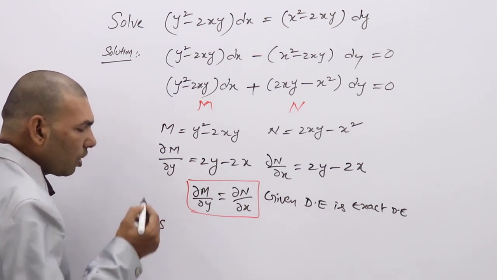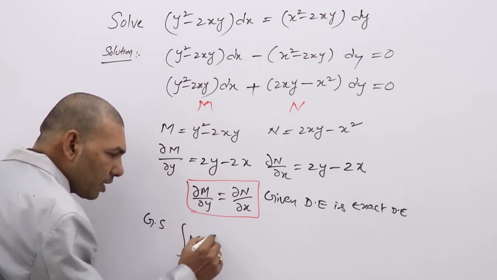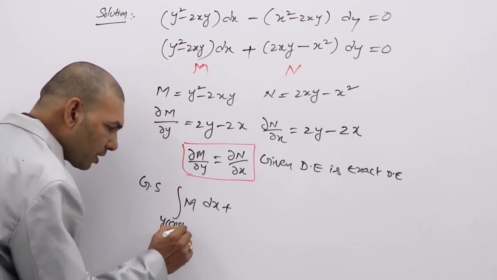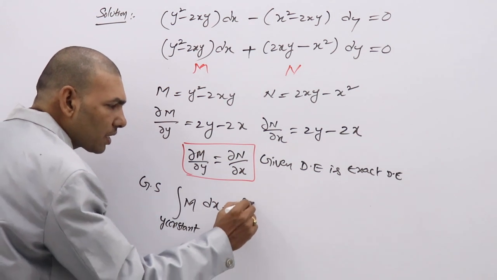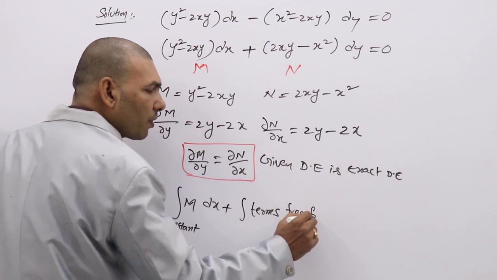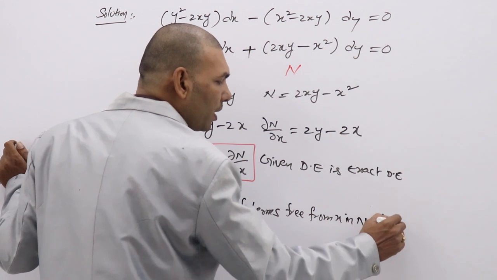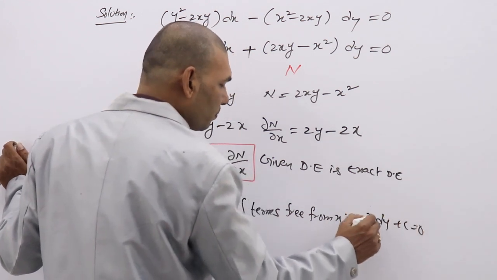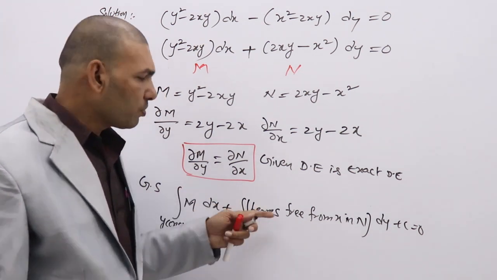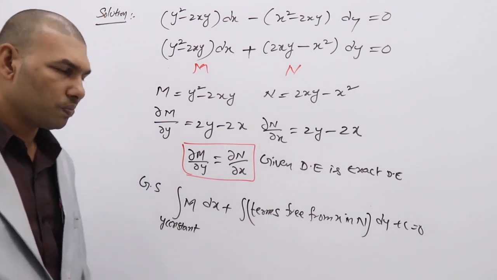So the general solution of the given DE, the formula is integral M dx keeping y constant, plus integral of terms free from x in N dy, plus c equal to 0. This one, if you want, you can write in a different way: terms that do not contain x in N. If you can understand that one easily, you can write that one also.